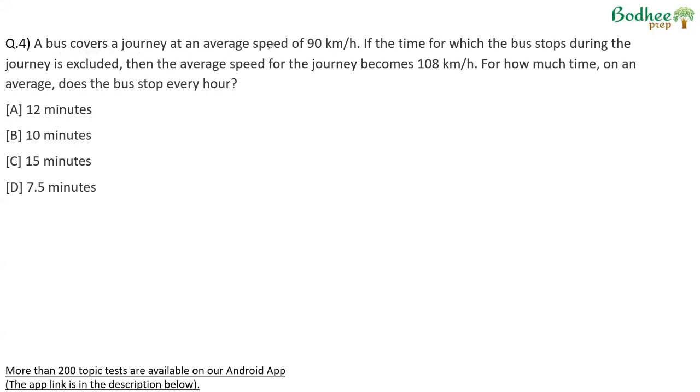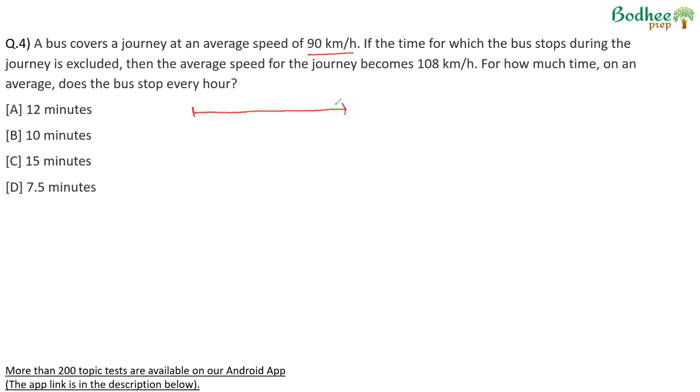A bus covers a journey at an average speed of 90 kilometers per hour. If the time for which the bus stops during the journey is excluded, then the average speed of the journey becomes 108 kilometers per hour. For how much time in an hour, on an average, does the bus stop every hour?